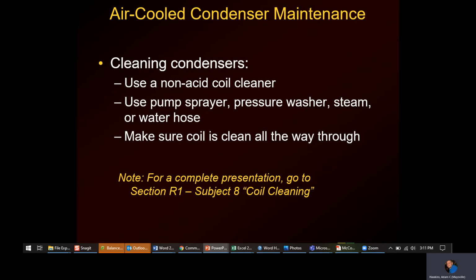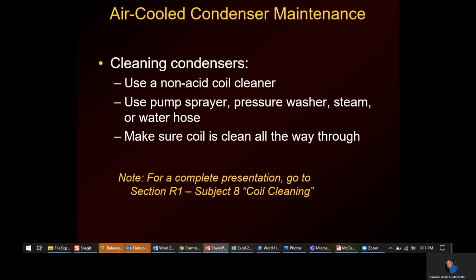Cleaning your condenser. Good way to clean your condensers. Don't use a lot of pressure. If you use a pressure washer, you need to really know what you're doing, because I've seen people completely destroy a coil by sticking a pressure washer to it. Same way with a water hose. You've got to really watch what you're doing.